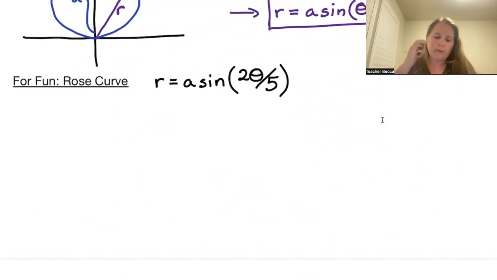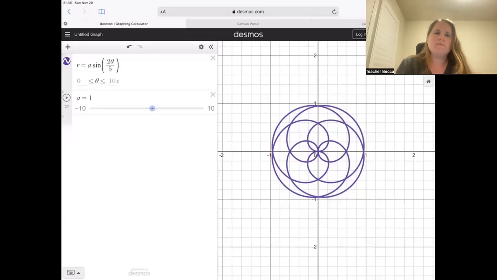The very last thing we're going to look at, just for fun, is a rose curve. We're going to look at those that take the form R equals A sine of 2 theta over 5. So let's go ahead and switch over to Desmos here and see what these look like. So here is our R equals A sine of 2 theta over 5. Note, Desmos lets you just type in theta, T-H-E-T-A, and it will pop up theta, or you can click on the Desmos keyboard, and theta is where you find all the other letters of the alphabet.